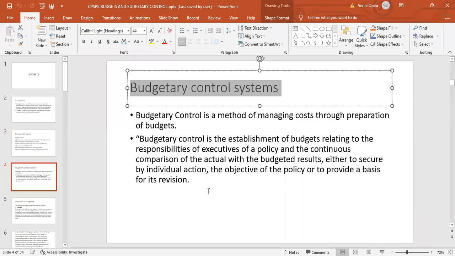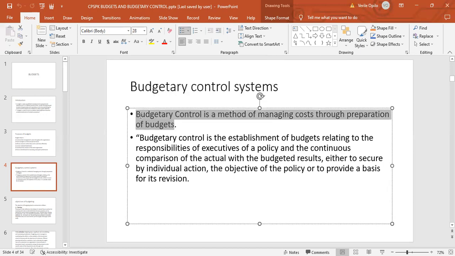So in such a case, when you go back and investigate, you now want to control the narrative so that in future, we will be able to handle any issues that we might have, any inefficiencies that might have caused these costs to increase way above what we wanted to have during that particular period. So that process of trying to manage the cost of the business through preparation of budgets and comparing the actual to the budgeted figures, that is what we classify as budgetary control. We can say that budgetary control is a method of managing costs through the preparation of budgets.